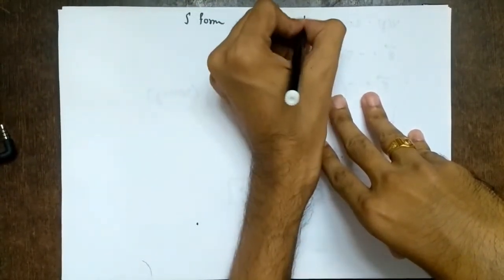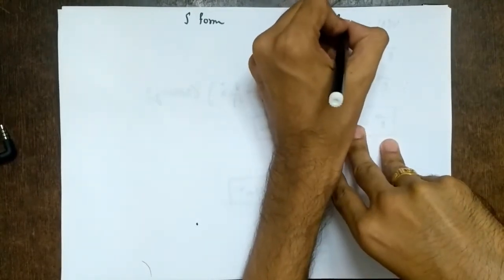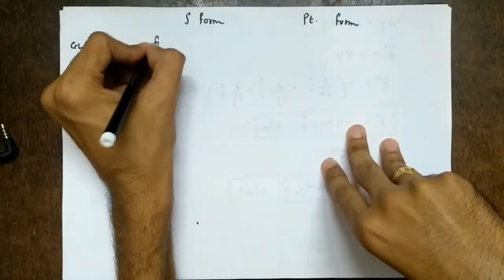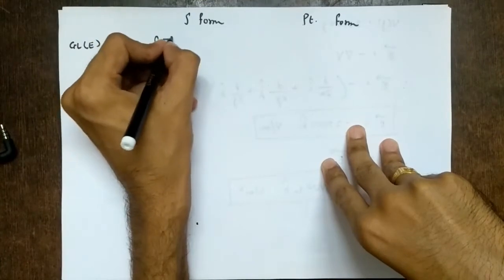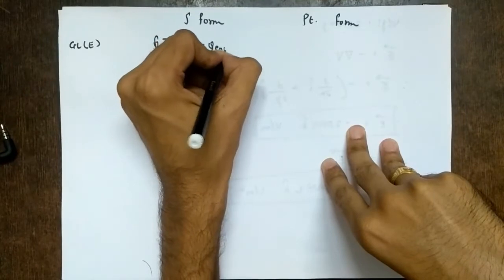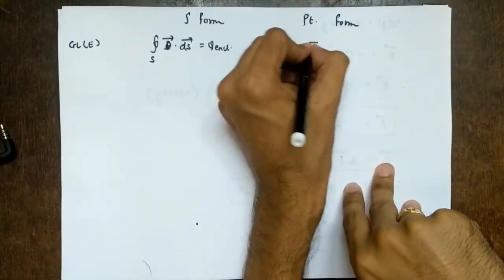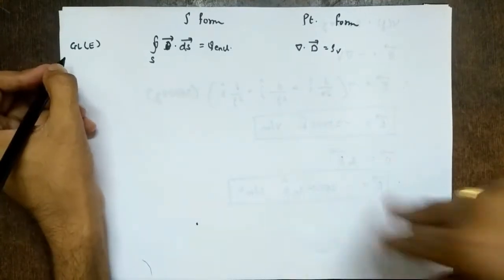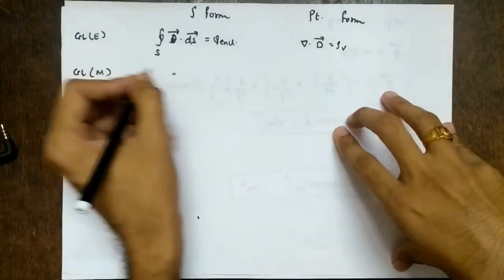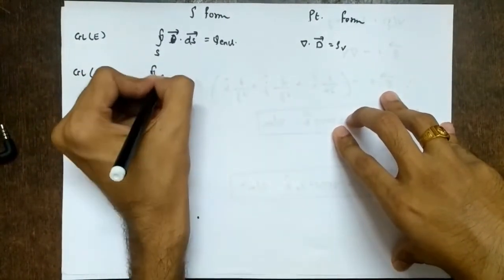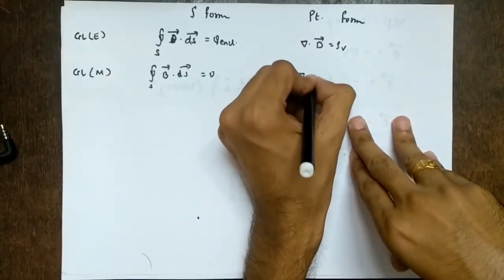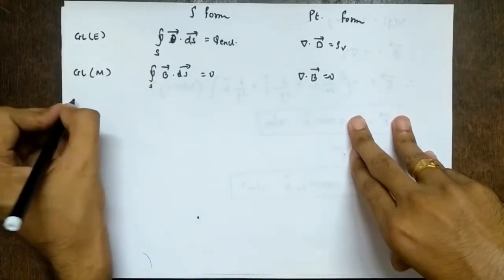So integral form, and I am writing for which fields? Time varying fields. Point form, Gauss law for electric fields. So what corresponds to Gauss law for electric fields? Closed surface integral of D vector dot dS vector equal to Q enclosed, and del dot D vector equal to rho v, right? Then we have Gauss law for magnetic fields. So what is it? Closed surface integral of B vector dot dS vector equal to 0, and del dot B vector equal to 0.